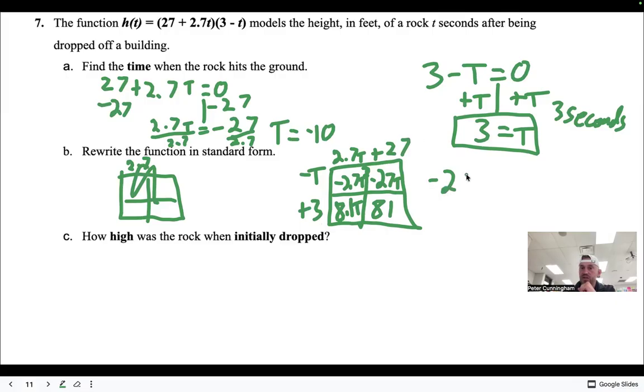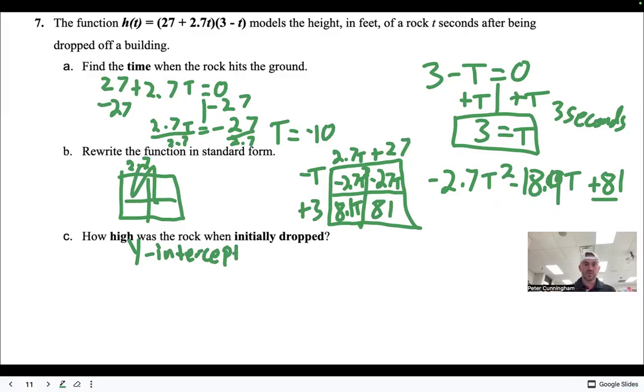Now we have negative 2.7t squared. Negative 27 plus 8.1 gives us negative 18.99t plus 81. The whole point of this was to find how high the rock was when it was initially dropped. That is just asking for our y-intercept, which is 81, so we would say it's 81 feet when dropped.